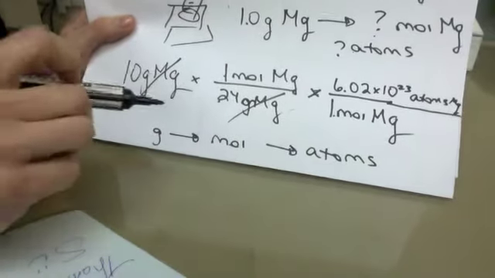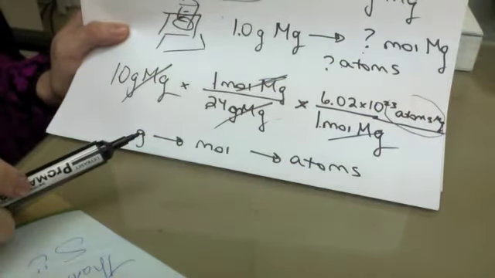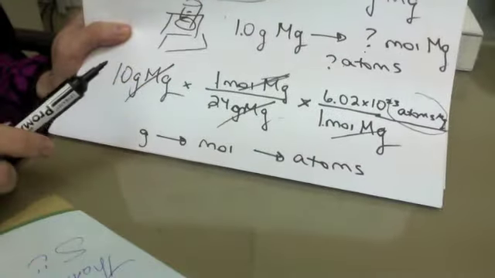What are the units of the final answer? My moles of magnesium cancel, and I wind up with atoms of magnesium, which is what I want. Okay? So this is it. This is pretty much as hard as it gets.